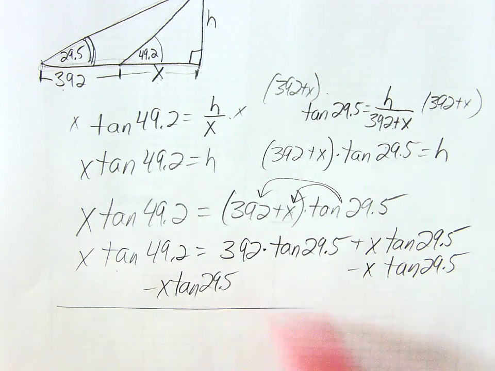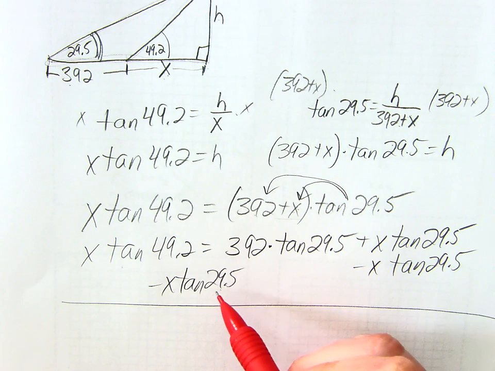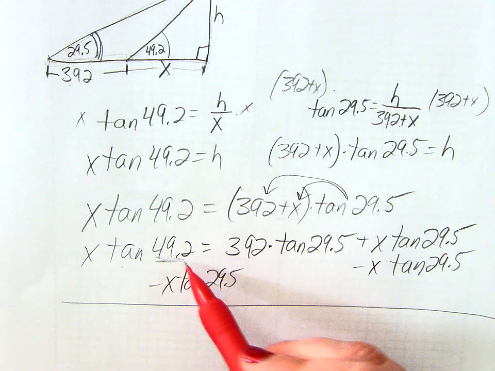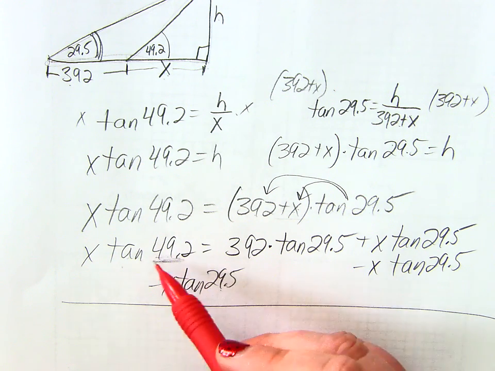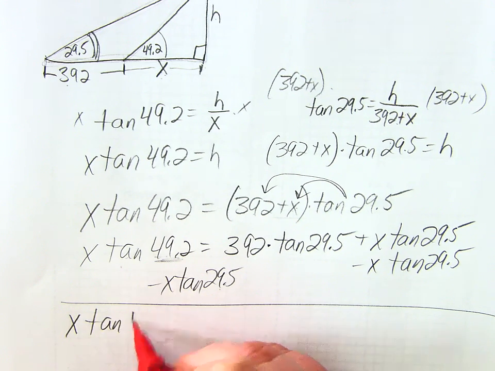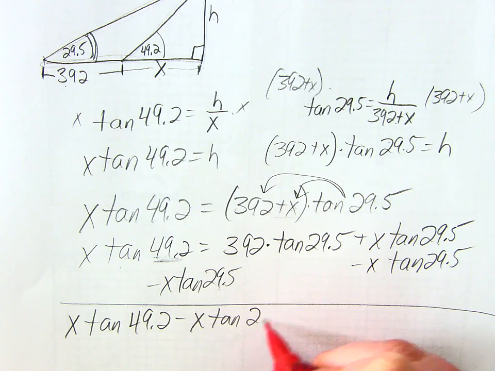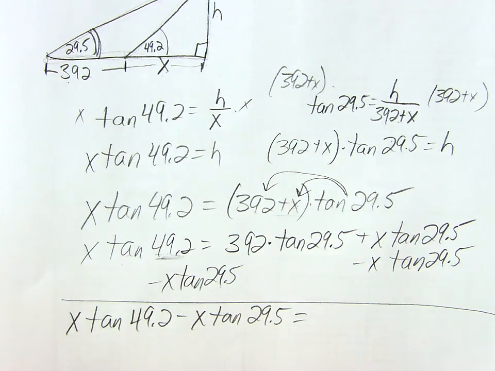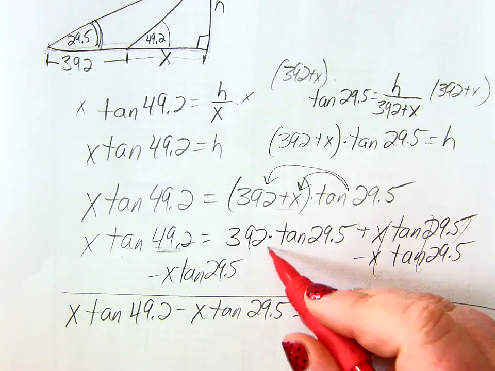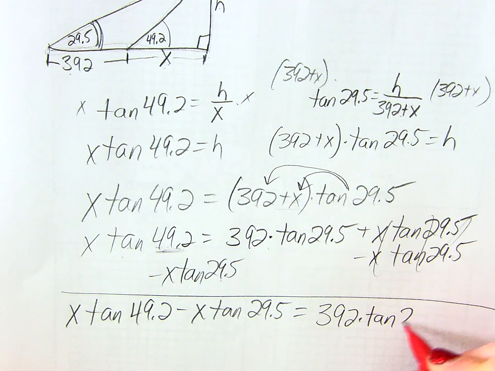Now, a lot of times kids erroneously think that they can just do 49.2 minus 29.5. No, you can't. That's not the number 49.2. It's x times the tangent of that number. You can't touch it. All you can do on the left is literally just write them next to each other like that. You can't actually minus those two. And then on this side, all I have left is that 392 times tangent 29.5.